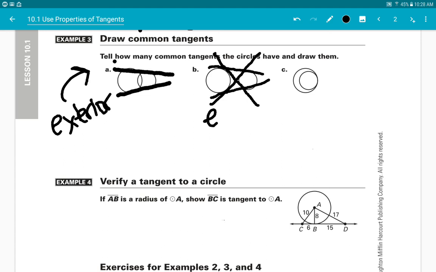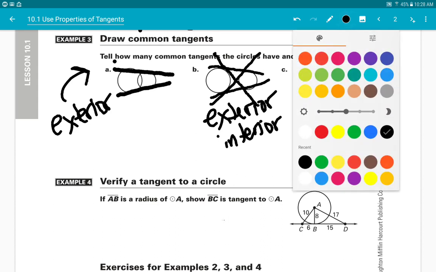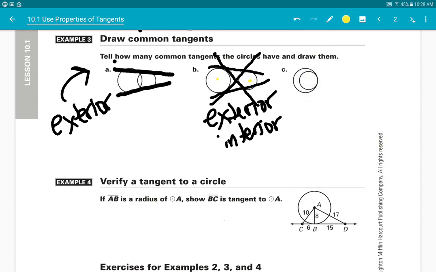But here we have a combination of exterior and interior tangents. The ones that are interior are the ones that cross. They pretty much cross the center point of the circle, right? So if we drew a line there, they're crossing the interior portion of the circles. So we call those interior tangents, okay?